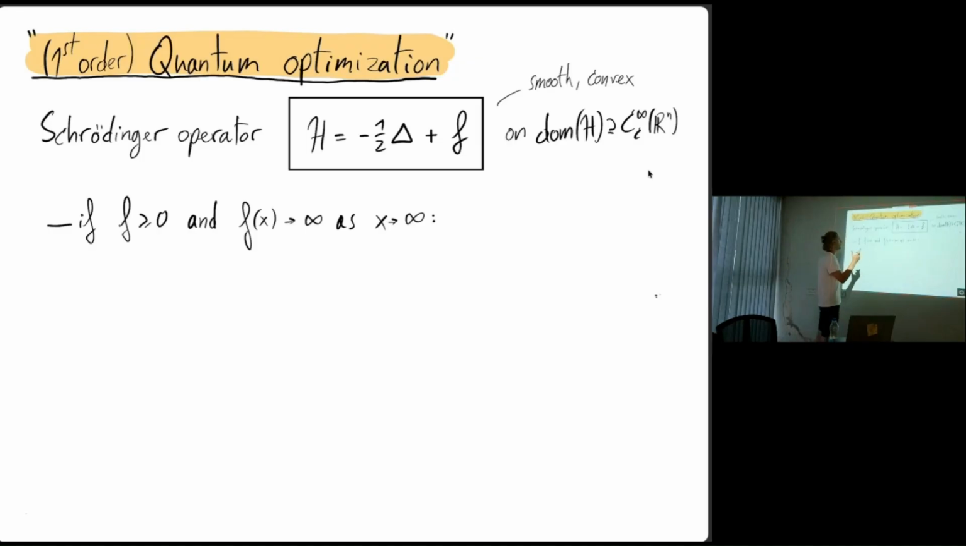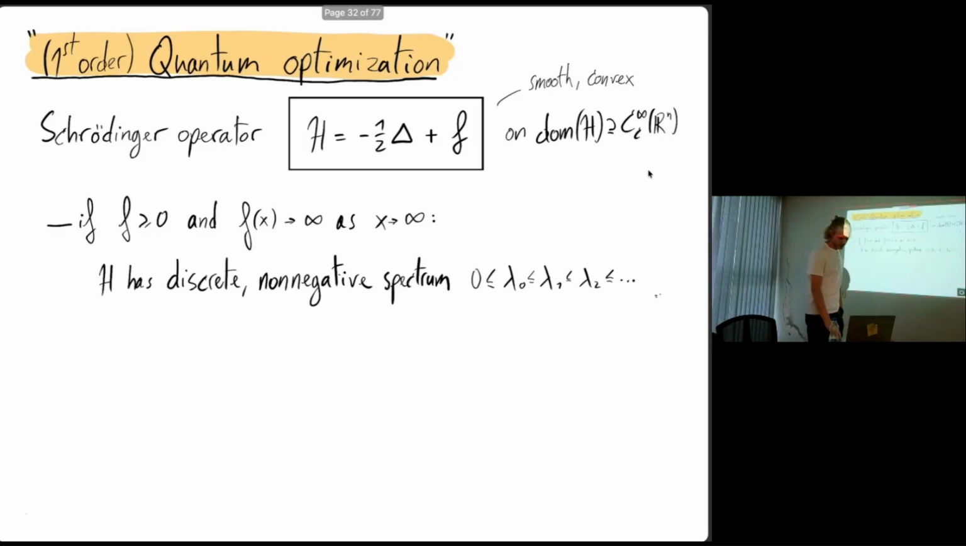So if f is non-negative, which I can always achieve by shifting it, and as x goes to infinity it grows, somewhat like any strongly convex function would satisfy this. Then what we get is that H has a discrete and non-negative spectrum. So it has a discrete set of eigenvalues, bounded from below by 0.